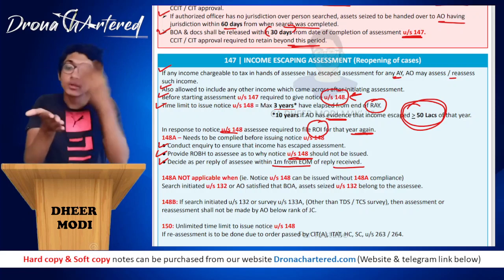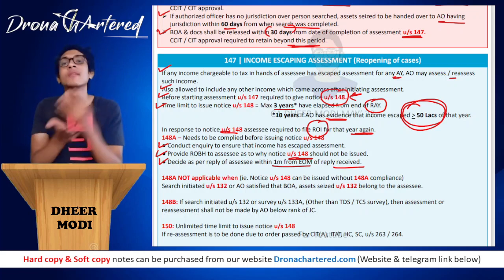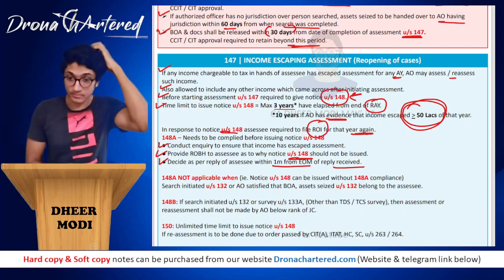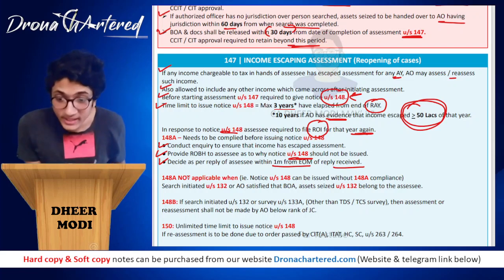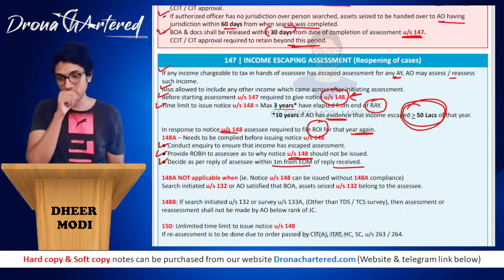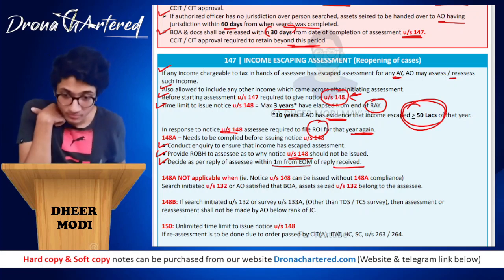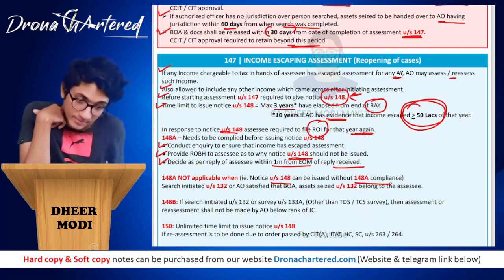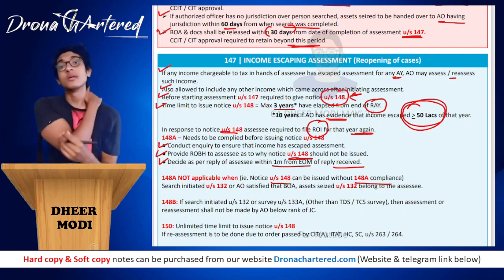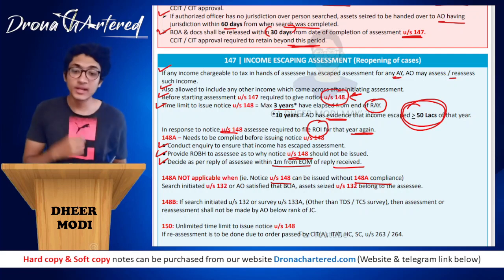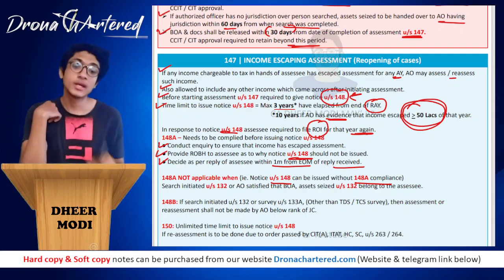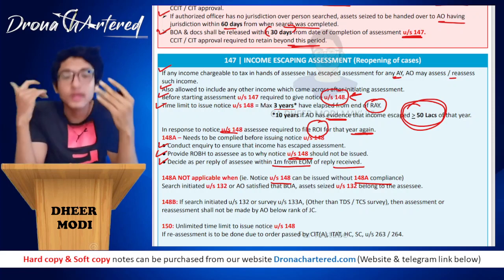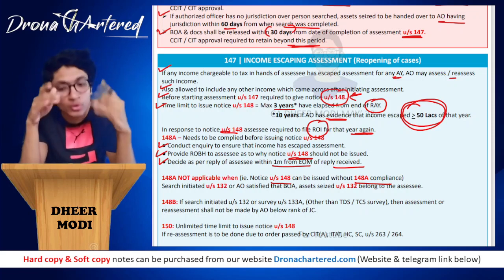So to do 147, you have to comply with 148. 148 is the notice. To do 148, you have to comply with 148A. Now 148A is not applicable in some cases. Notice under section 148 can be issued without the compliance of section 148A. If it is a little heavy for you, pause the video, but we are going in a flow.